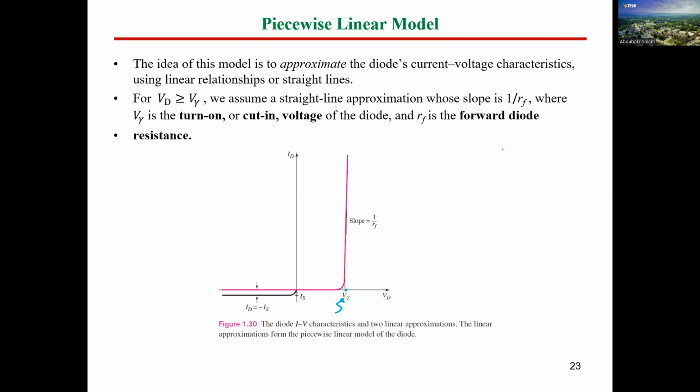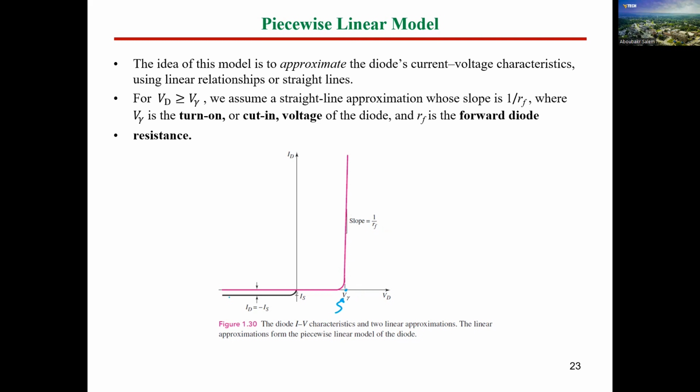We don't care about the resistance during turn off. The slope here is again 1 over RF, and RF is called the forward diode resistance, or let's say diode resistance. And V gamma is the turn on volt, or you can also say it's the cut-in volt, because the conduction starts from that point. So this is called turn on volt or cut-in volt. This is the relation during turn on.